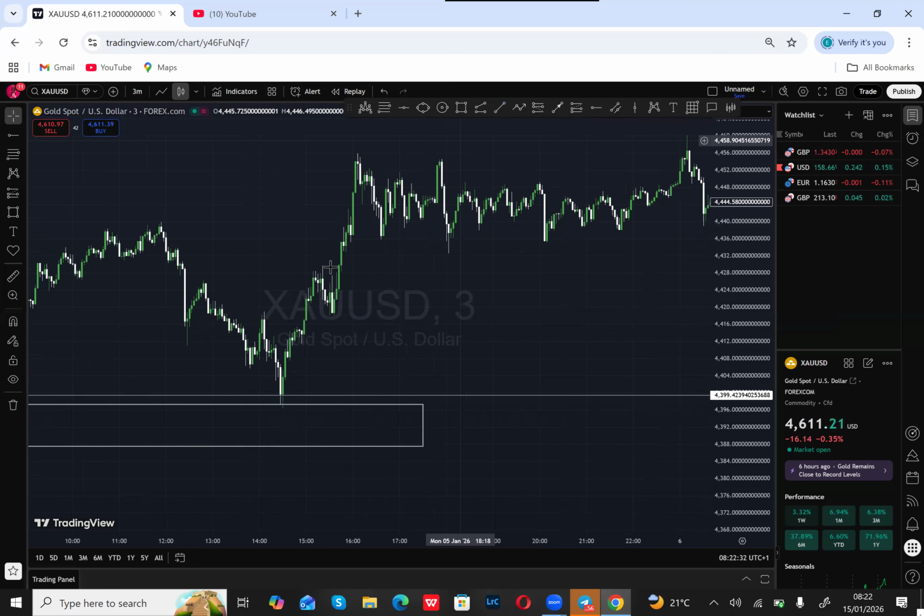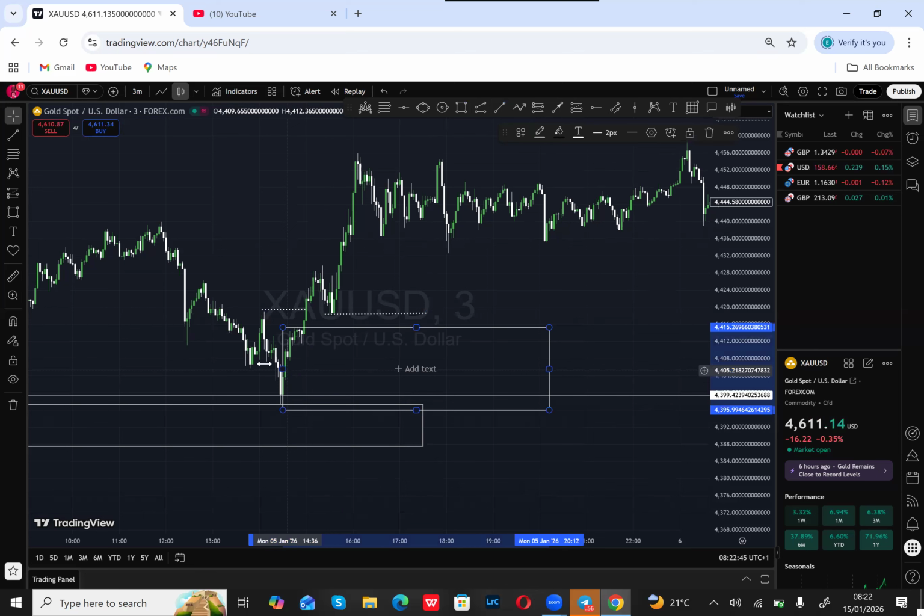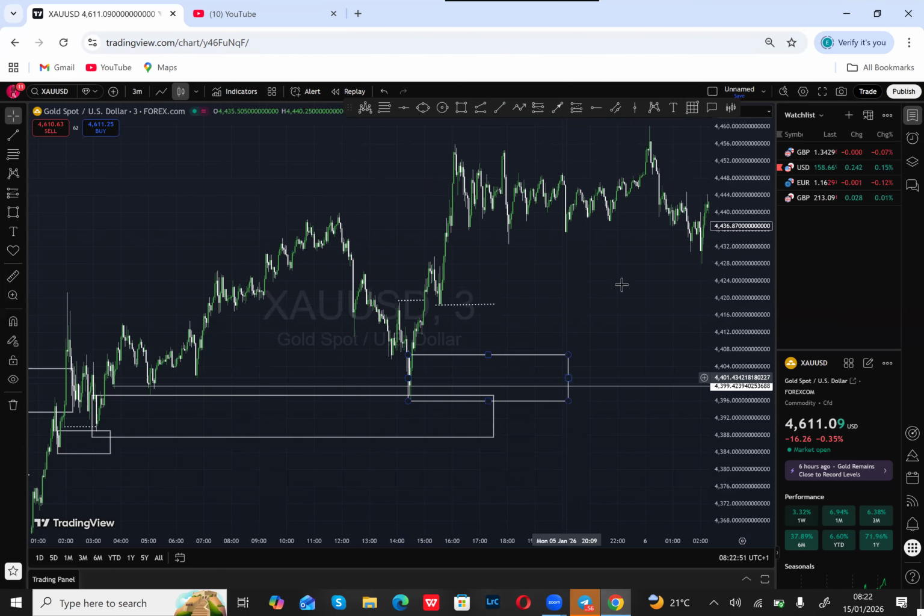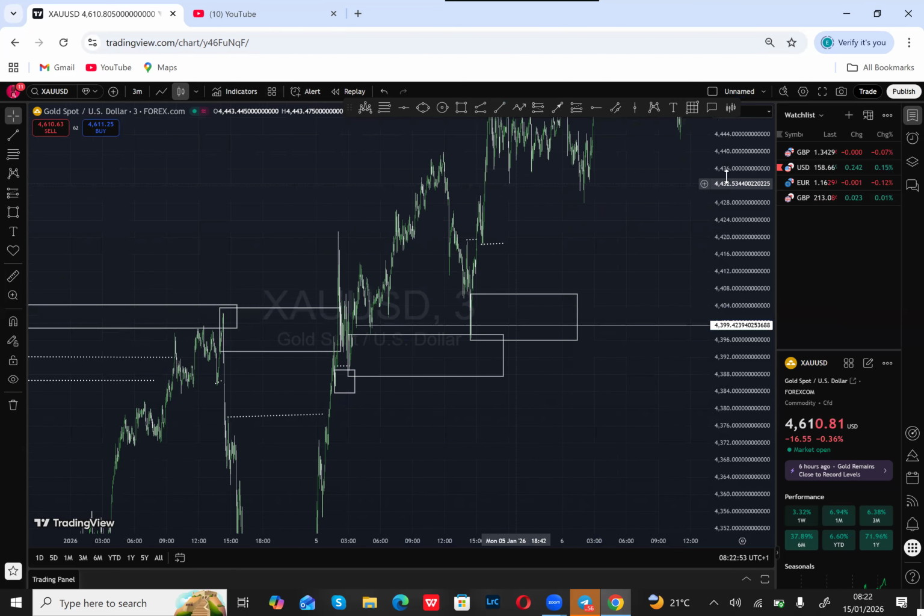Now, we have a change of character storyline now. Price gave this as liquidity, and then we have this entire zone. Let's use the entire zone. Or if you want to use this, no problem, as the order block. Now, did price ever come back to it? No, it just kept buying.